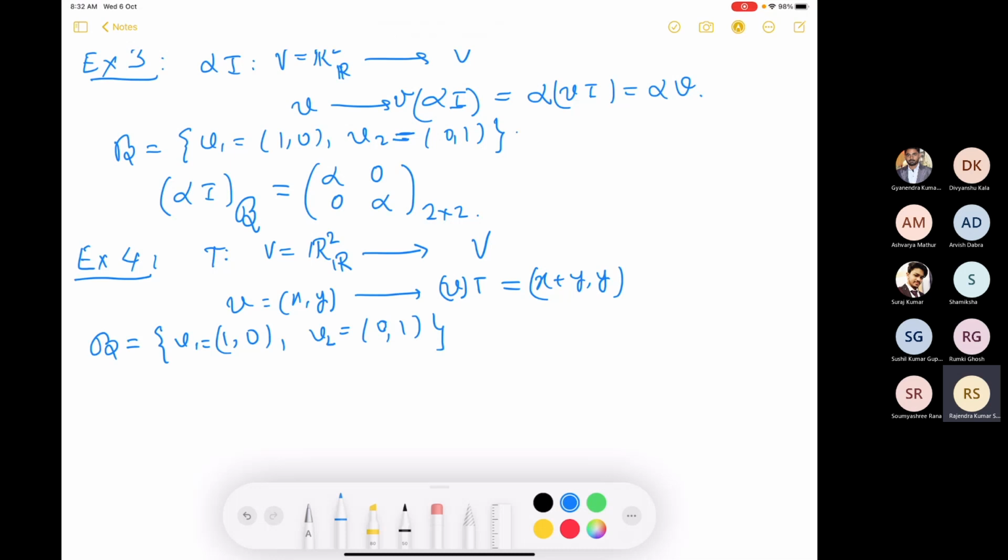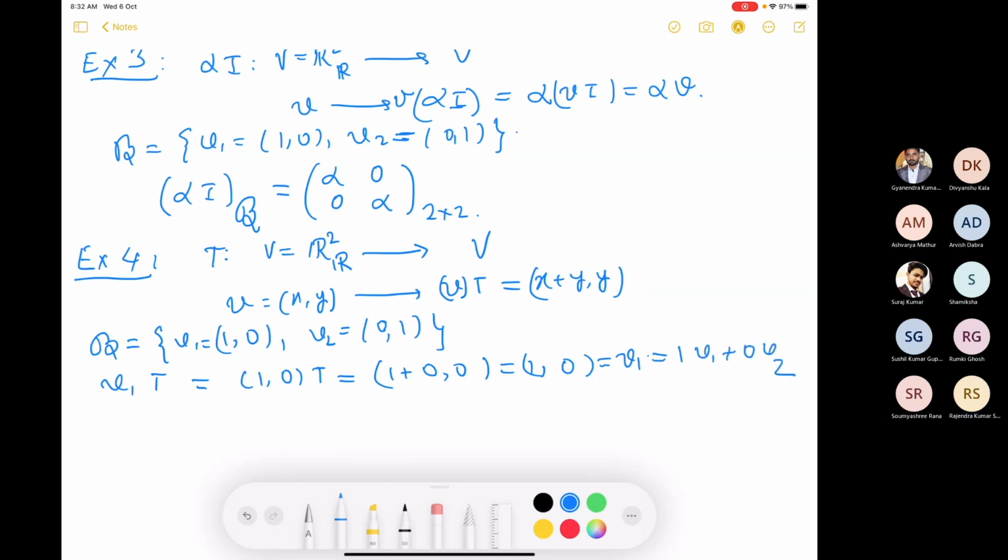So to know the matrix of T with respect to the standard basis B, what we need to know is V1T and V2T. Now V1T means (1, 0) under T. So this is 1 plus 0 and 0. So this is (1, 0). (1, 0) is V1 only. Linear combination 1 V1 plus 0 V2. V2 is (0, 1) under T. So this is 0 plus 1 and 1. So this is (1, 1).